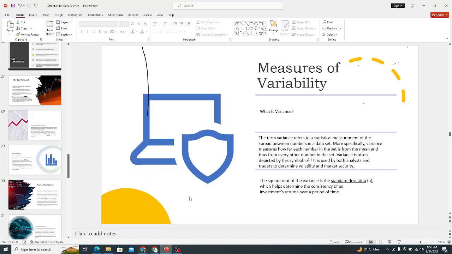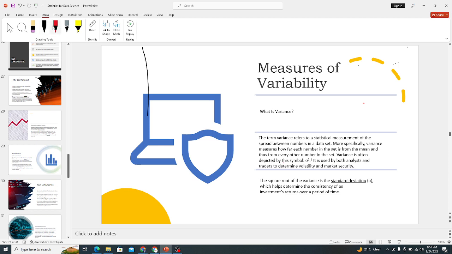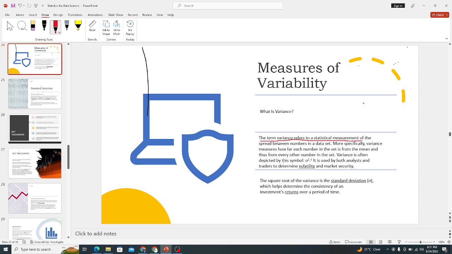Okay, good. Today I want us to start with the measures of variability. As we have defined, variance, all those definitions were correct. So let's see what variance is. The term variance refers to a statistical measure of the spread between numbers in the data set. More precisely, variance measures how far each number in the set is from the mean, and from every other number in the set.